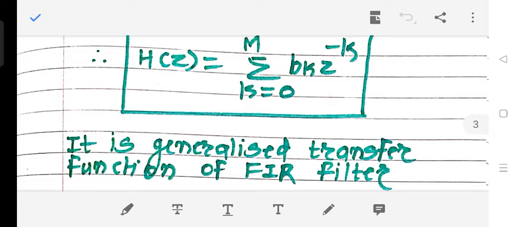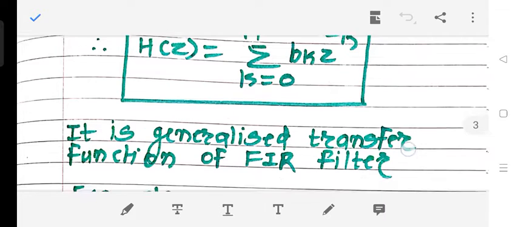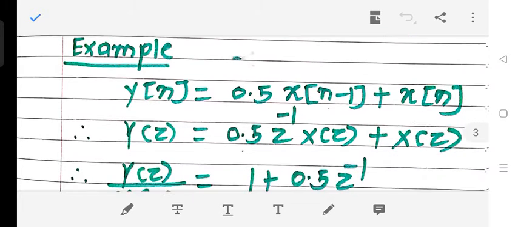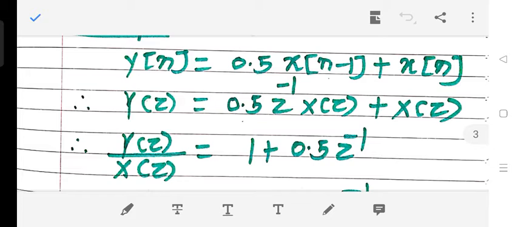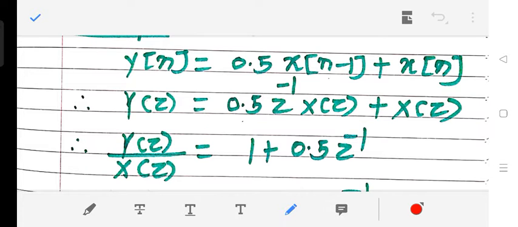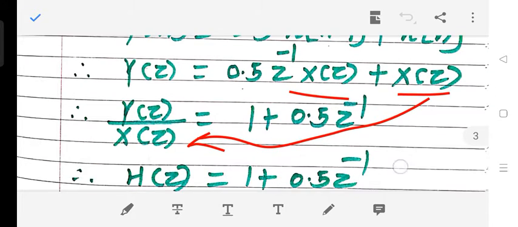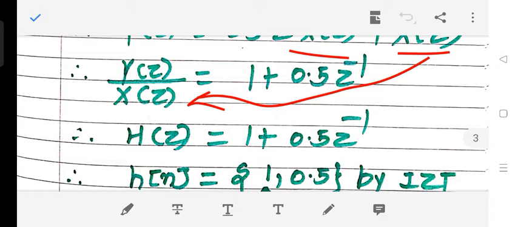Now we will discuss some conclusions from this. So we will go for one example. This is the difference equation given to us: y of n equals 0.5 x of n minus 1 plus x of n. Now we will take the z transform of both sides. So we will get the relation Y of z equals 0.5 z to the power minus 1 X of z plus X of z. From the right hand side we take X of z common, and we have 1 plus 0.5 z minus 1, so H of z is 1 plus 0.5 z minus 1.